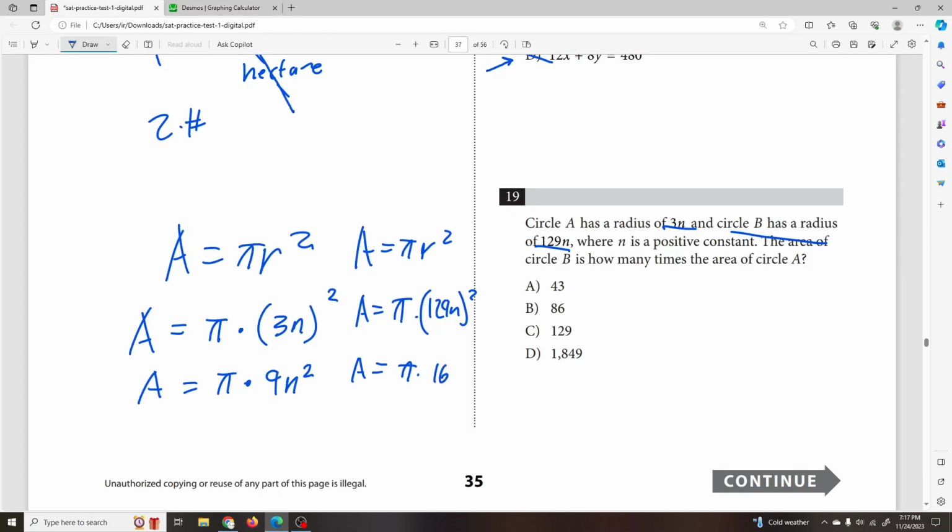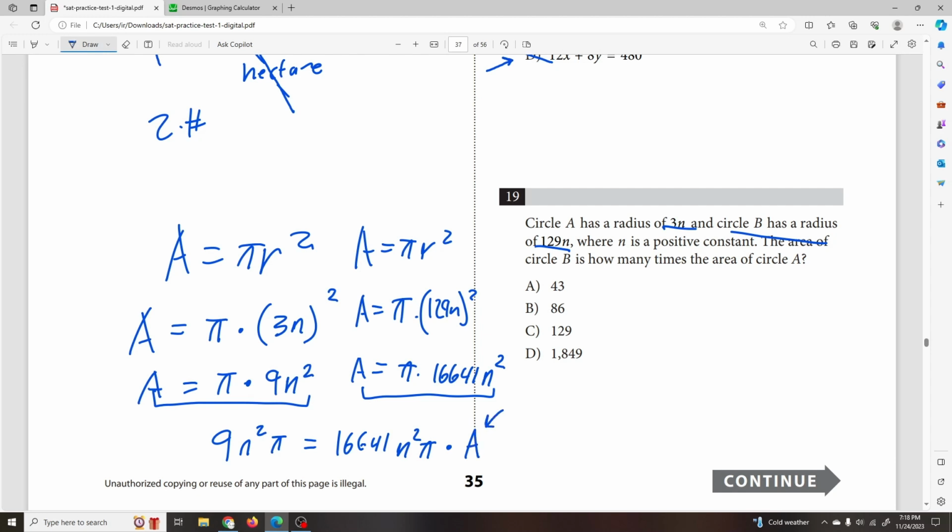Pi times 16,641n squared. Now, how many times bigger is this than this, 9n squared pi? It is equal to 16,641n squared pi, so let's say A is the amount of times bigger. When you say something is times bigger, you're just saying how many times do I need to multiply that to get the bigger value.